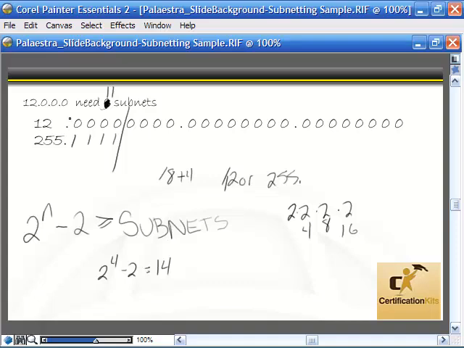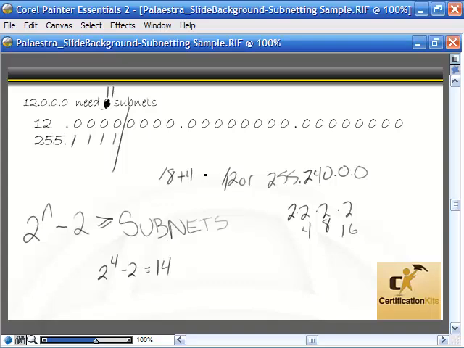255, and this is 128 plus 64, which is 192, plus 32, which is 224, plus 16, which is 240. 255.240.0.0. So that's our new subnet mask.